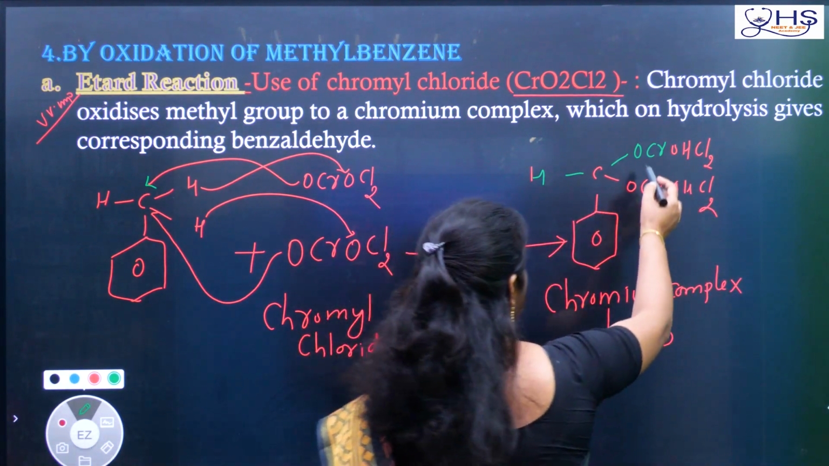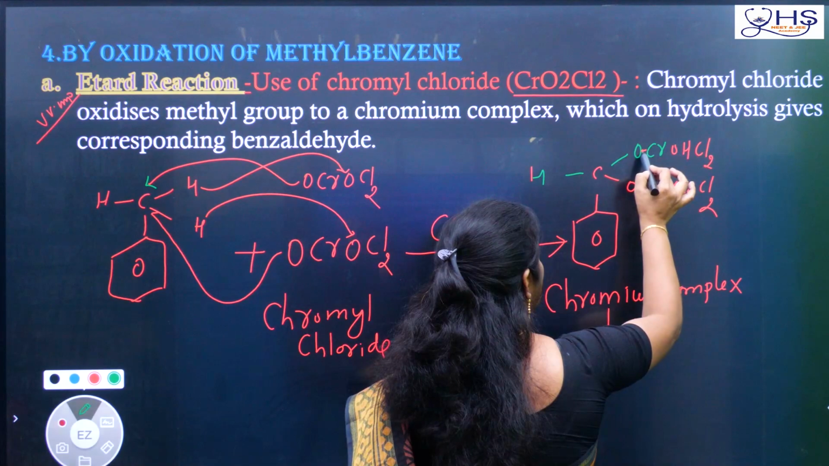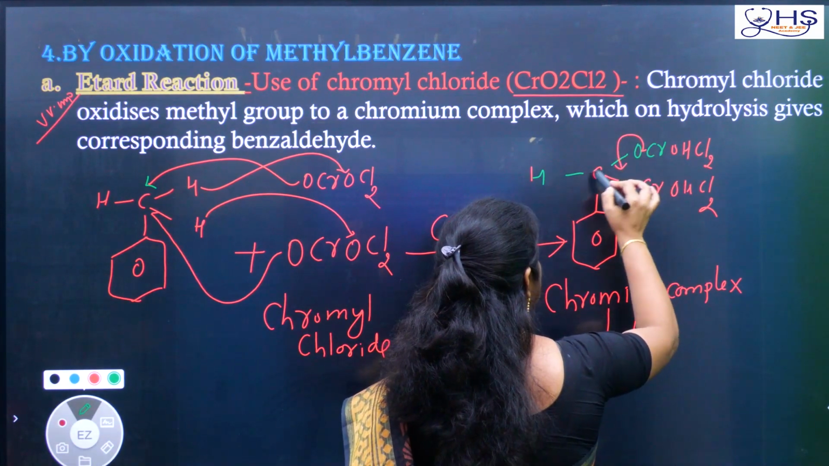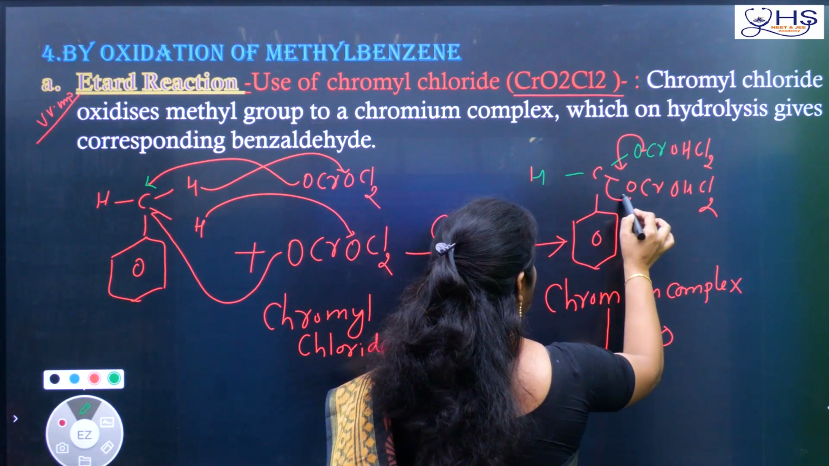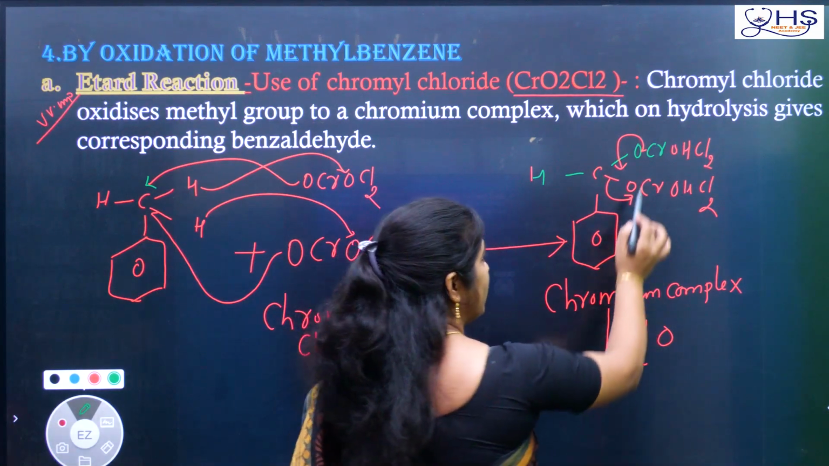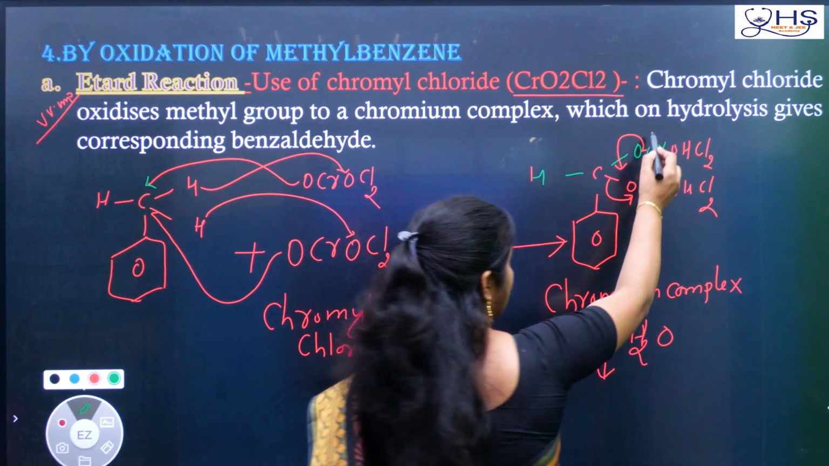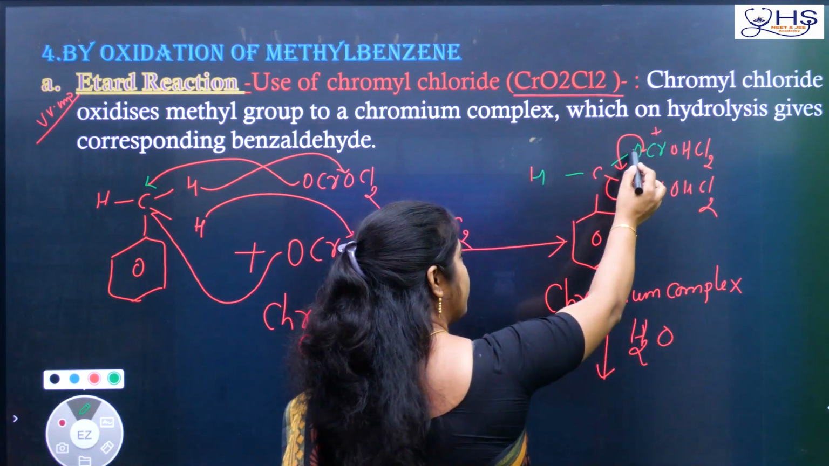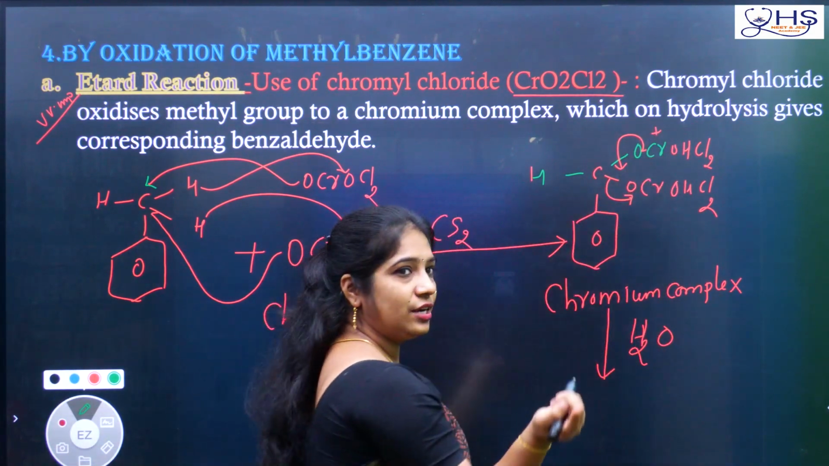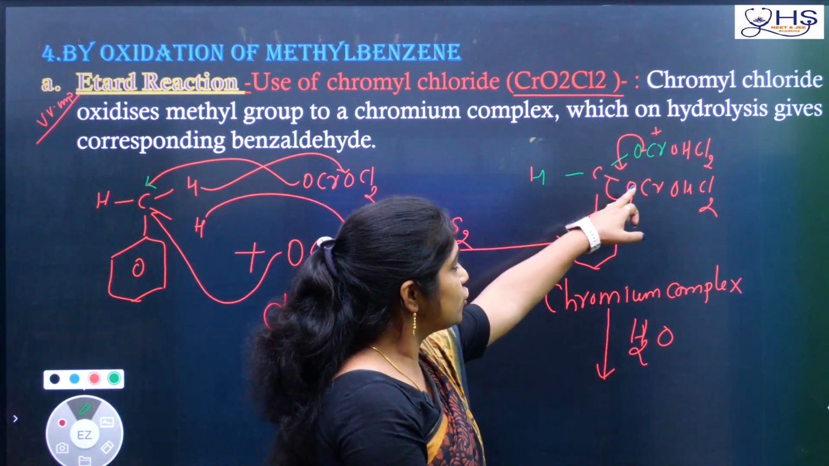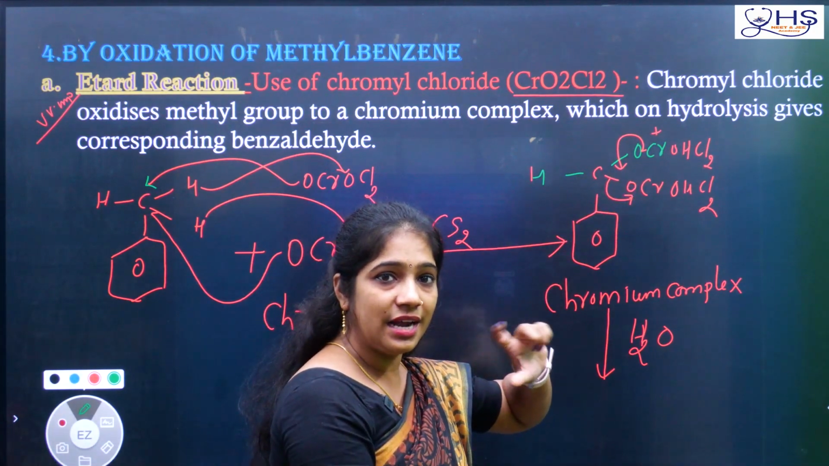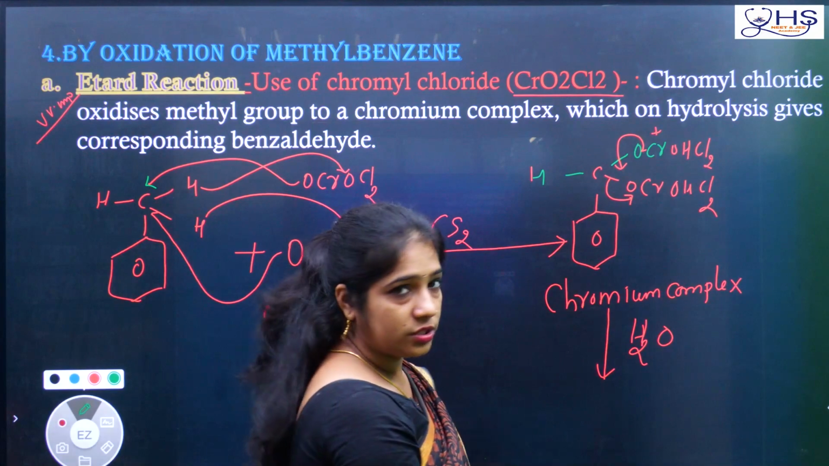So, how I am breaking the bond: this electron I am shifting to here, so it will become C double bond O, and this electron I am giving to this oxygen. When chromium loses its bonded electron, it will get a positive charge. So, chromium is positive. Why? The bond between oxygen and chromium, these electrons I completely shifted over here. So, chromium lost its shared pair of electrons, so it got a positive charge.